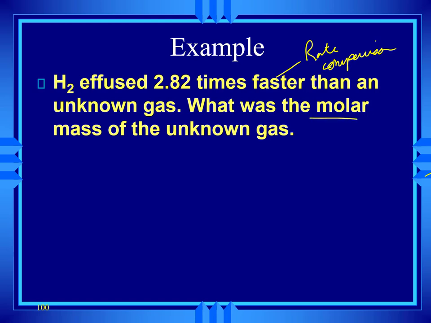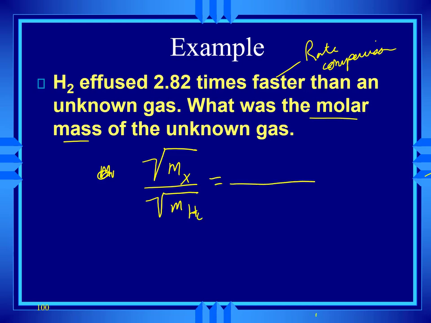And they want to know the molar mass of the unknown gas. So I'm going to put the square root of the molar mass of the unknown over the square root of the molar mass of H2. And that's going to be inversely proportional to the rate of H2 over the rate of X. Sorry, it's not HE, it's H2. It was HE last chapter.